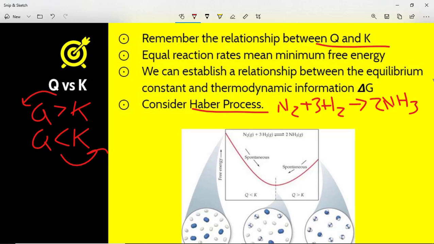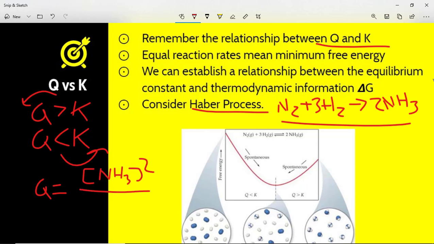All right, so if we're trying to figure out Q from this, remember we figure out Q the same way we look at K. We're going to look at the concentration of our product over the concentration of our reactants, multiplied together there.